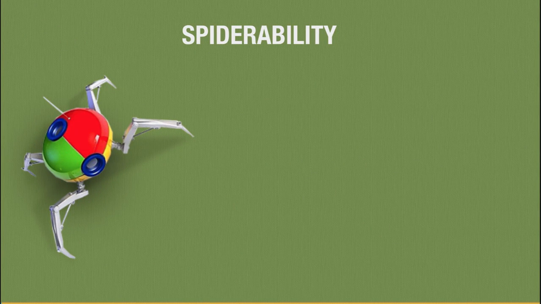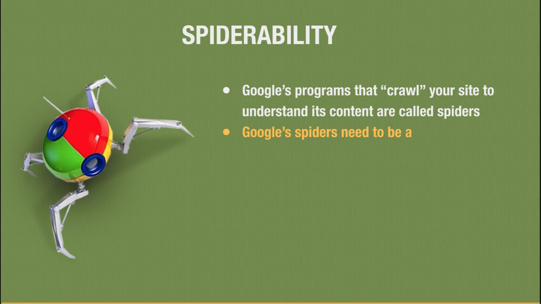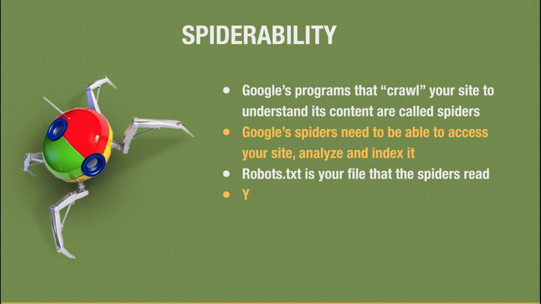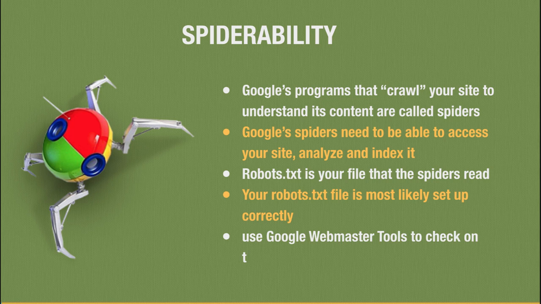Spiderability is another factor that is usually a non-issue. Google's programs that read and index your site are called spiders. If Google can't access or read your site, they won't know what your site's about. Your robots.txt file tells the Google bots what to read or not to read. If your site was set up by a competent developer, chances are your site is spiderable.